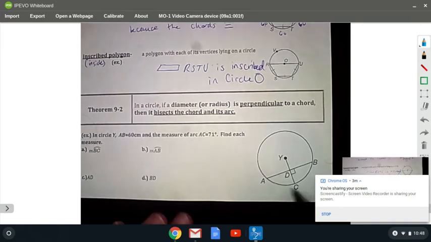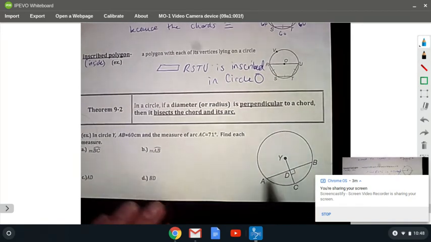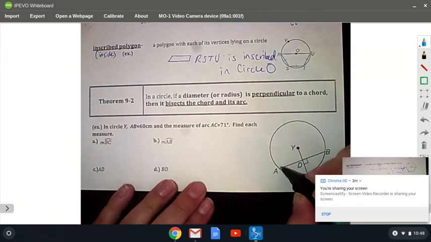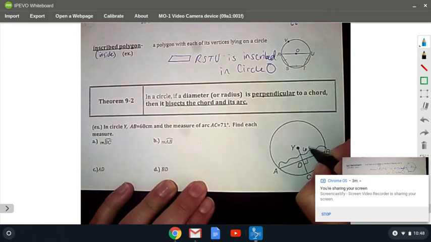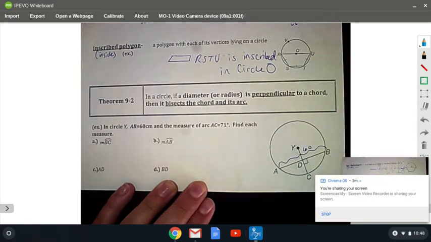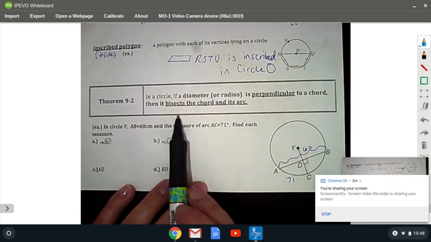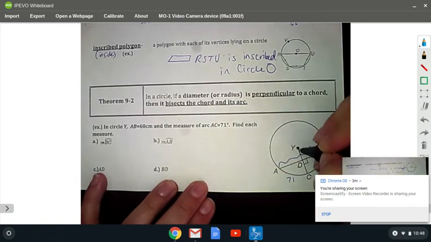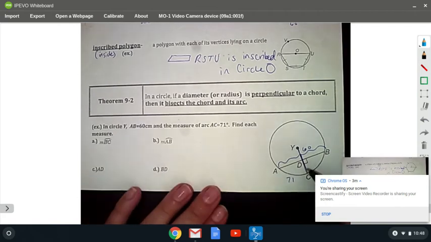Right here in this picture, we have circle Y. They tell us that AB, this whole chord, is 60, and that arc AC is 71. The important thing they tell you is that a radius is perpendicular to a chord. This is a radius right here, and this is a chord. Those are perpendicular, forming a 90-degree angle. They show you that right there.